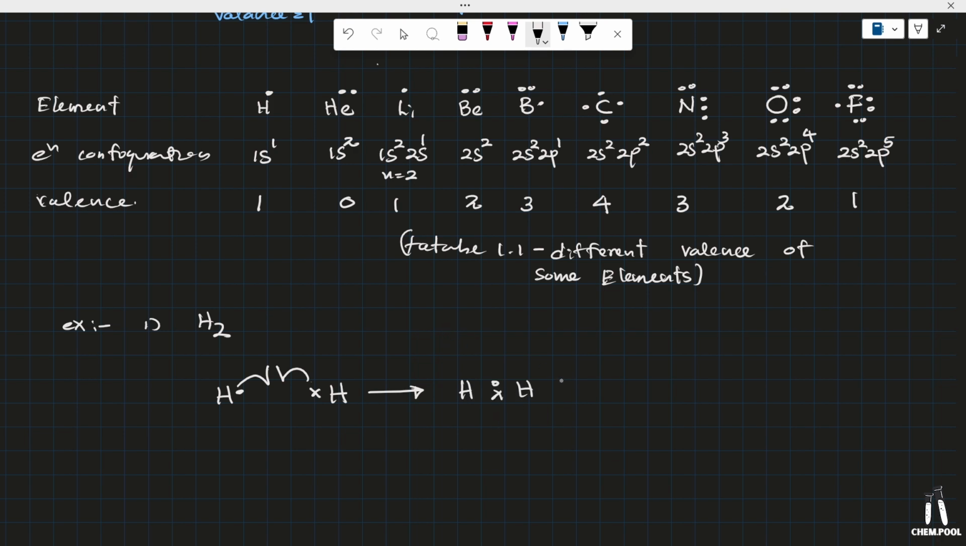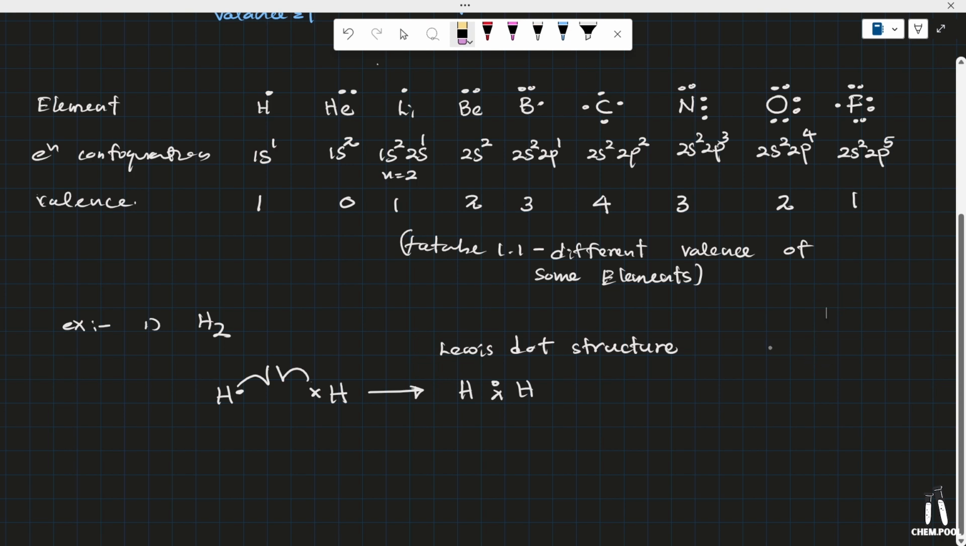If you write this diagram, this is the Lewis dot structure. To write this one like this is wrong, because when I draw the line between these 2 electrons, this dot is for hydrogen and X for this hydrogen, but it is not equally shared between these 2 atoms, right?